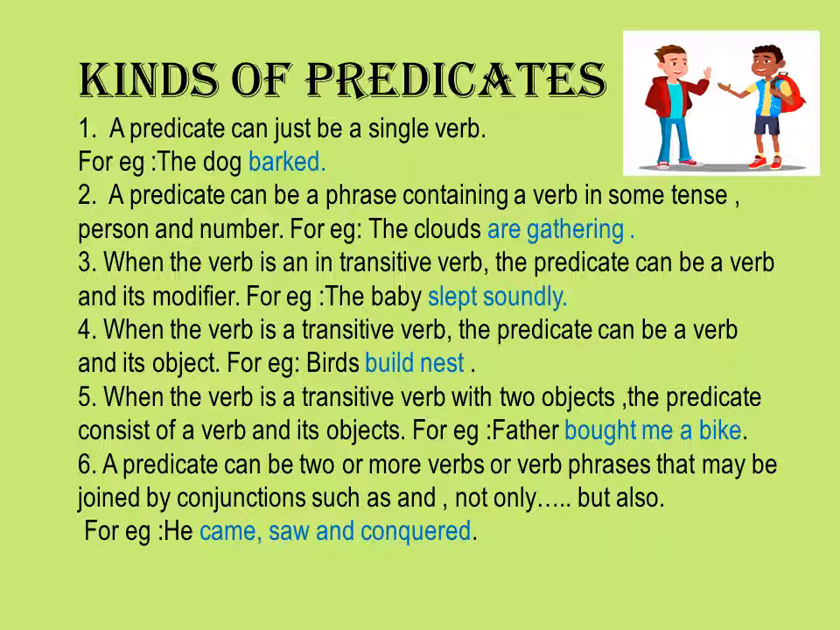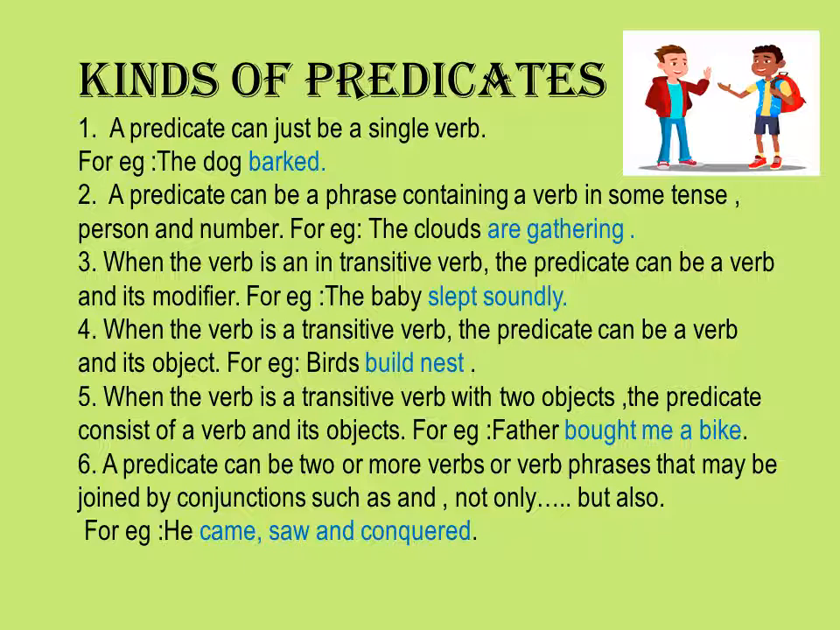A predicate can be a phrase containing a verb in some tense, person, and number. For example, the clouds are gathering. Now, here the subject is the clouds, are gathering is a predicate. When the verb is an intransitive verb, the predicate can be a verb and its modifier. For example, the baby slept soundly. The baby slept soundly. So, here slept soundly is a predicate.